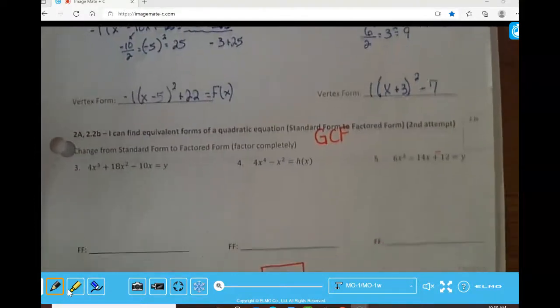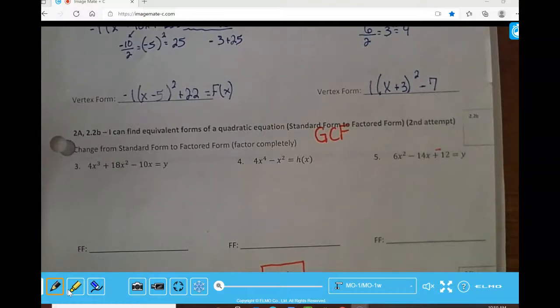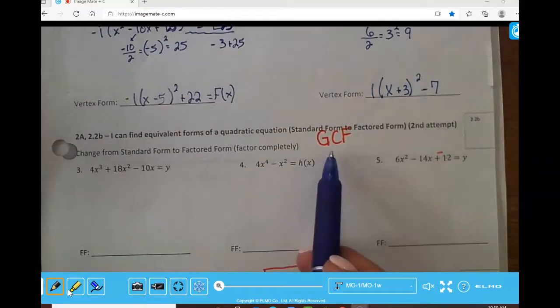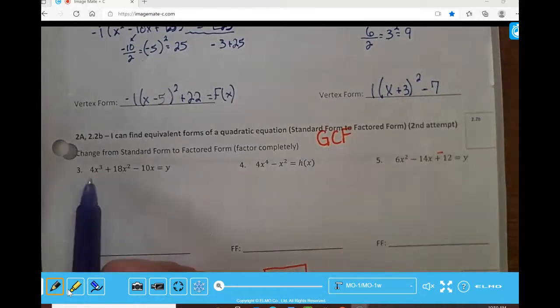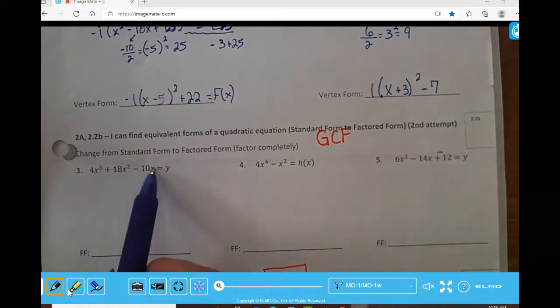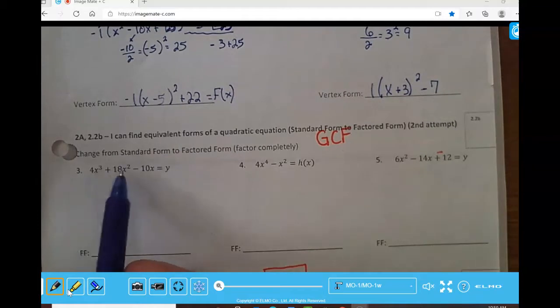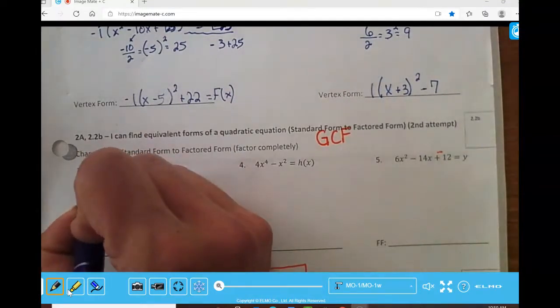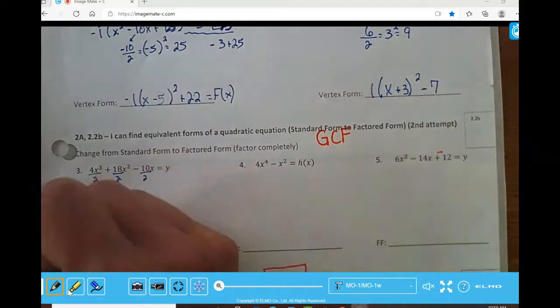How do I go from standard form to factored form? So we are factoring completely. I wrote this here. Please don't forget the first step of all factoring is GCF. So when I look at my first one with 3 terms, I notice I can take a 2. I can factor a 2 out of all of these. So I'm going to write that here. And I'm going to write it here.